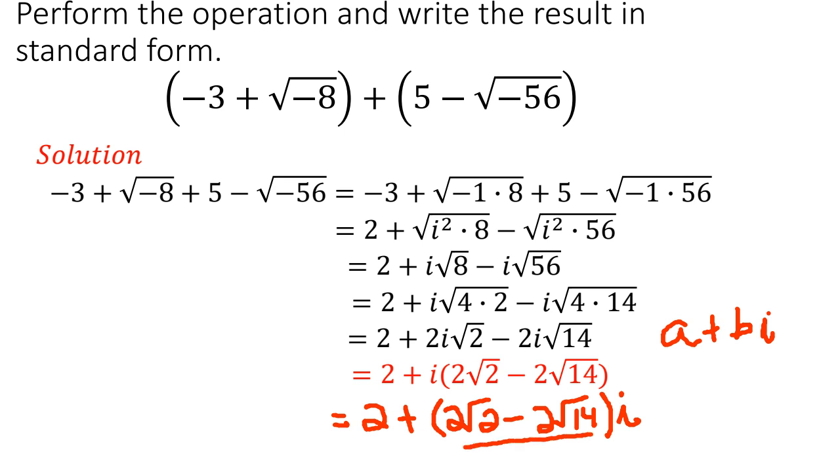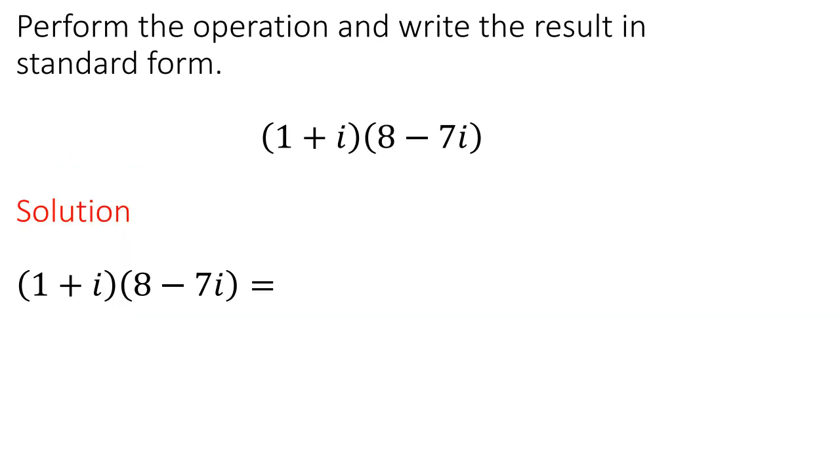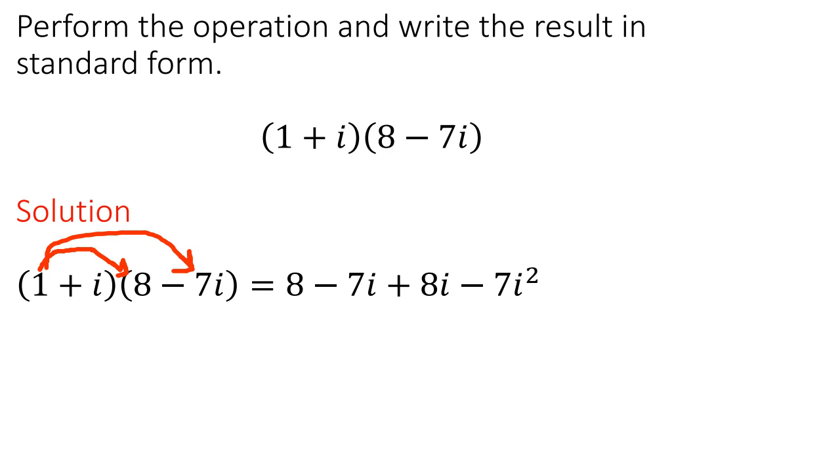Let's try another one. If we multiply, we are trying to multiply these. We just multiply the same as if we had an x. Okay, so we're going to go ahead and multiply. 1 times 8 is 8. And 1 times negative 7 is negative 7i. 1 times 8 is 8i. And i times negative 7i is negative 7i squared. So if we simplify, we're going to end up with 8.